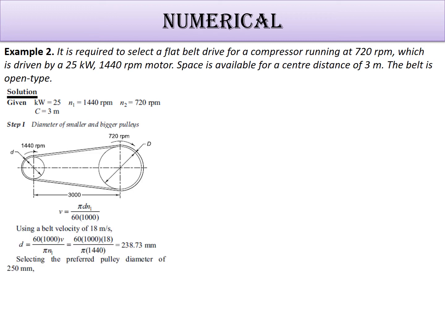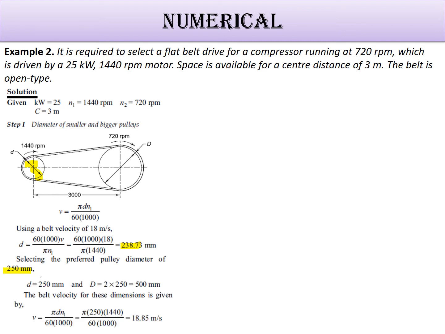The first step is what? To find out the smaller pulley diameter, that is this. With the help of this formula which we have seen in the steps, we find out 238.73 mm. So preferred diameter is what? 250 mm. We select this with the help of the table. So small d is 250, capital D is what? 500 mm, based on this.